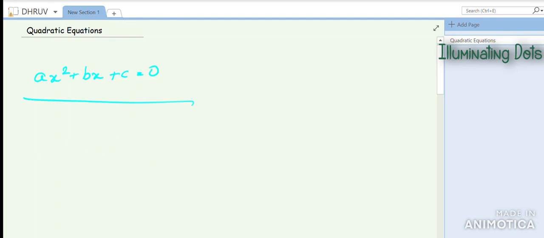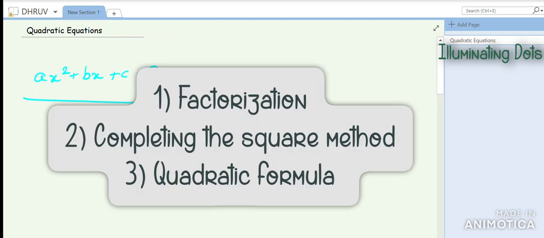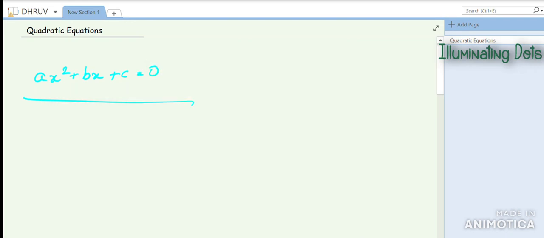So how do we solve the quadratic equations? Now we have three methods of solving the quadratic equations. They are the factorization method, or the splitting the middle term method, the completing the square method, and the quadratic formula. So we have solved the equations using the factorization method in the second chapter, and it's the same thing in this second exercise also.